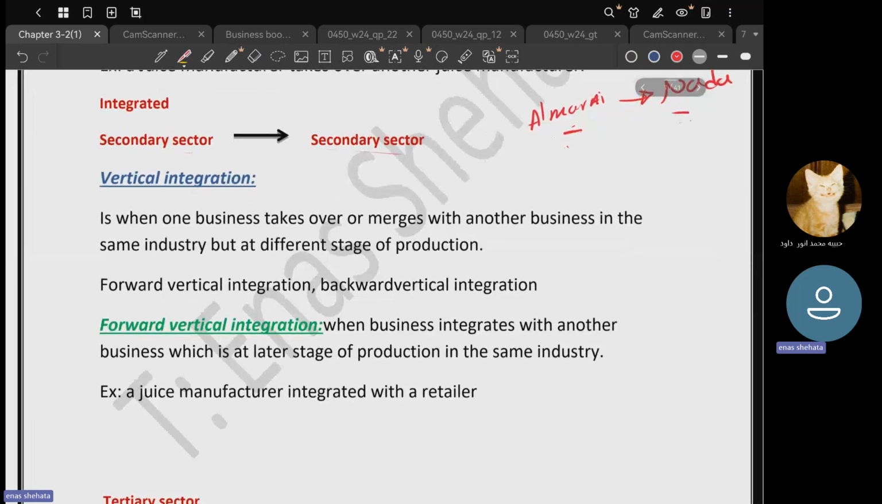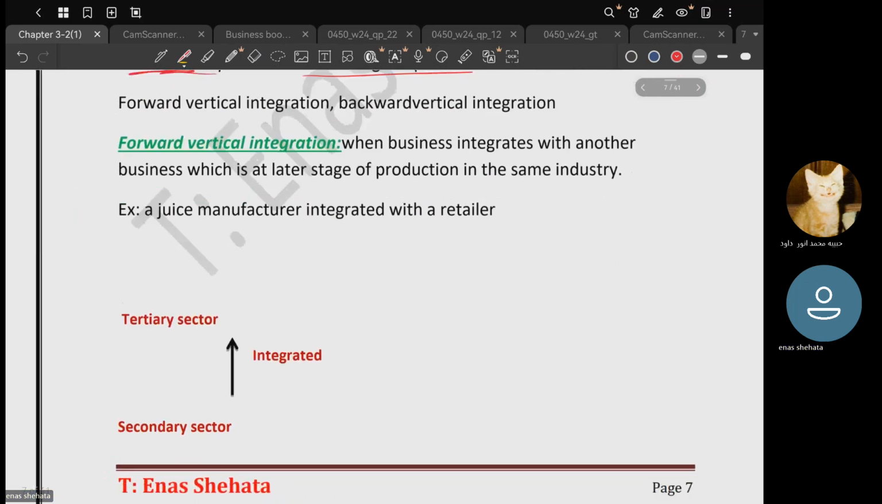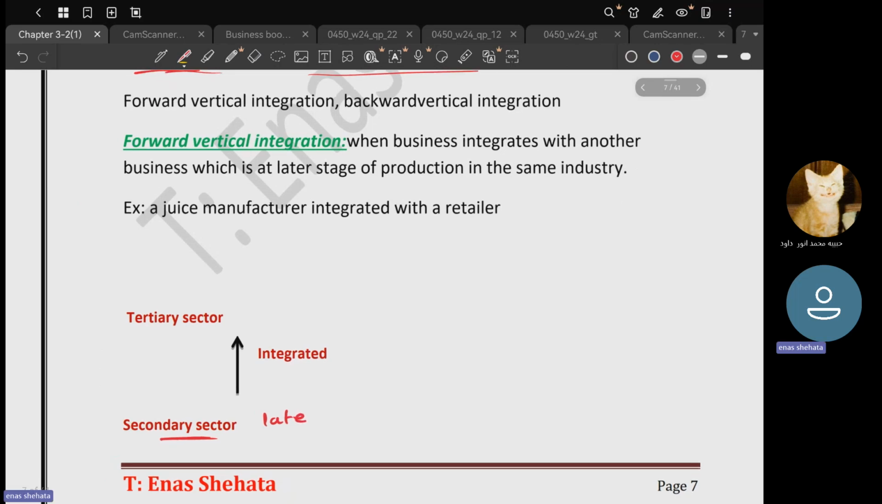So first, what's meant by vertical integration is one business takes over or merges with another business in the same industry, but in a different stage of production, earlier or later. So it could be forward or backward. Forward: secondary will try to take tertiary. So I'm taking my retailer. I'm in the secondary sector, so it's a late stage, and I will take over the tertiary sector. So it's advanced, or a stage after.